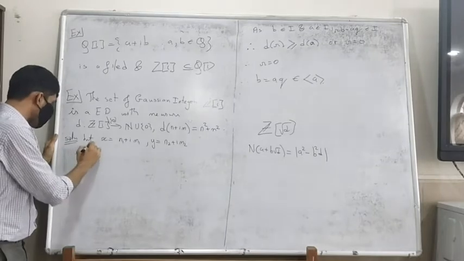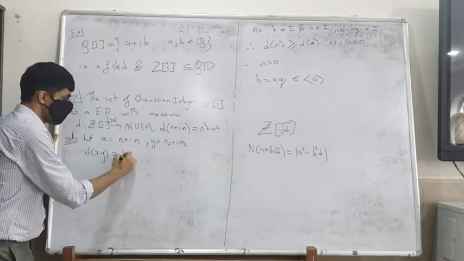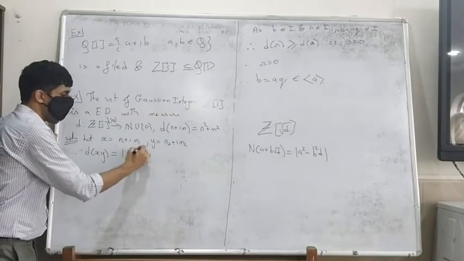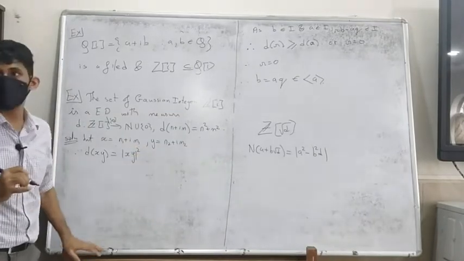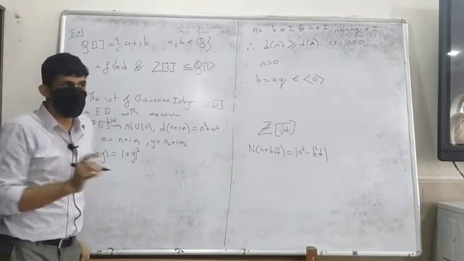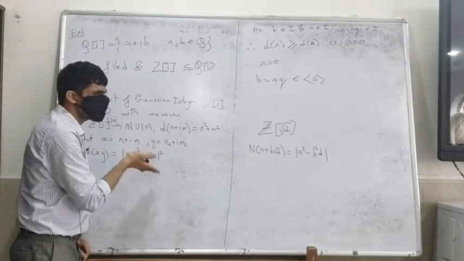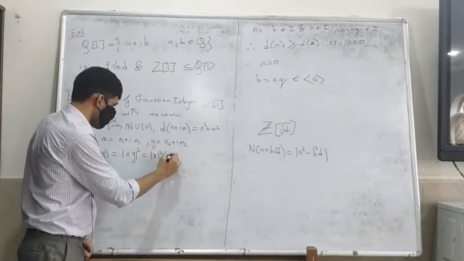Okay, therefore what happens to d of xy? D of xy will be the complex modulus squared, x squared plus y squared, of x and y. Which we know from complex analysis, or the algebra of complex numbers. You can actually prove all these things, it's not required that you use that.